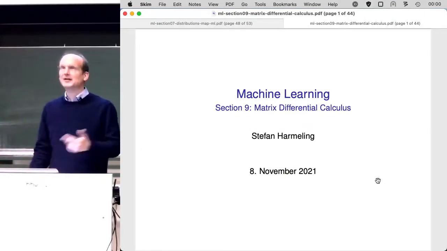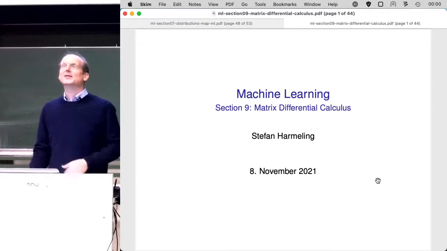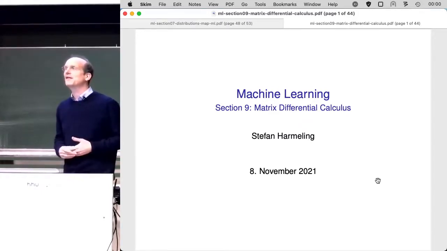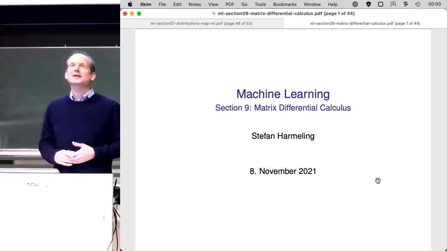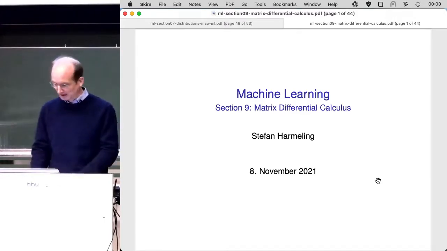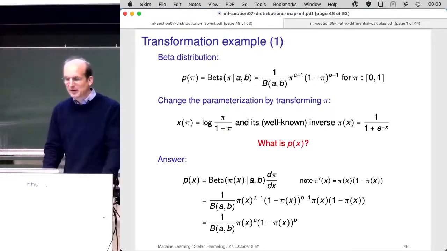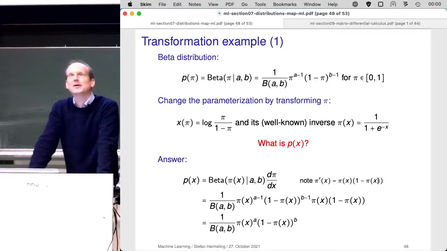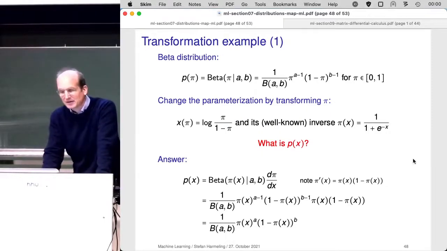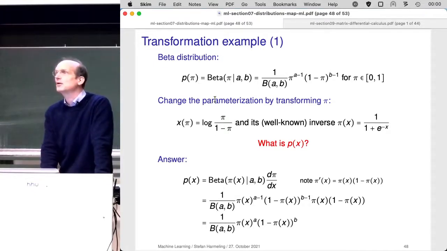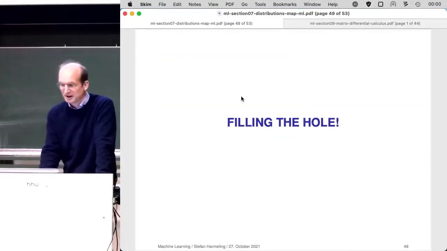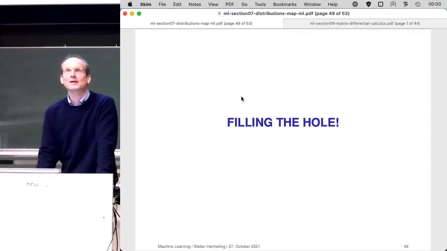older lecture, section 7, where there was a big hole in the lecture, which I filled up in the video already. Just want to let you know that it is filled up now. So what was it about? It was a transformation example, quite curious. And it was something about starting with a certain density, deriving another density using some nonlinear monotonic transformation. And then there was a hole.